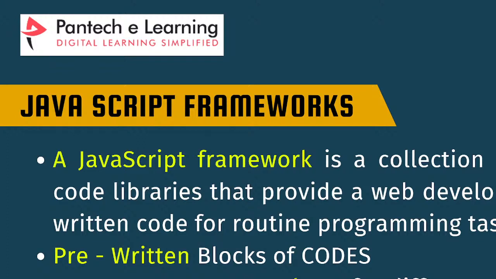So a JavaScript framework is nothing but a collection of various JS code files that will provide a web developer with pre-written code. So already written, ready-made code is available, correct? Why are we using that code? For routine programming tasks, to repeat the task a number of times. So it helps to pre-write blocks of various code. You can reuse the templates for different applications.